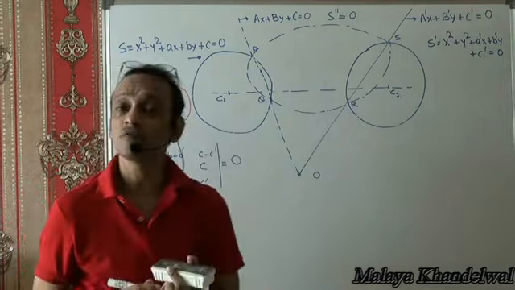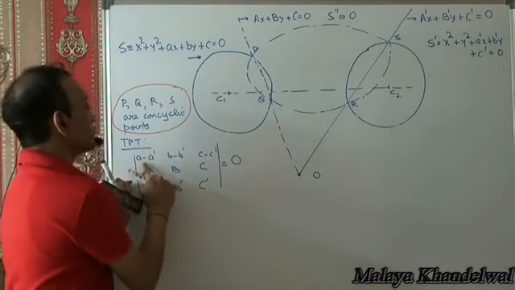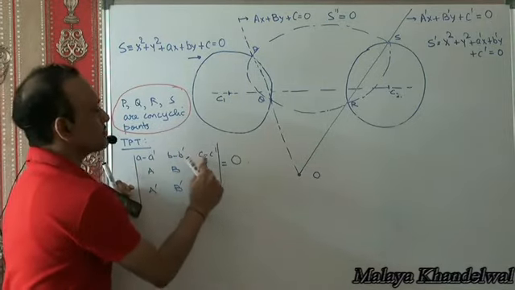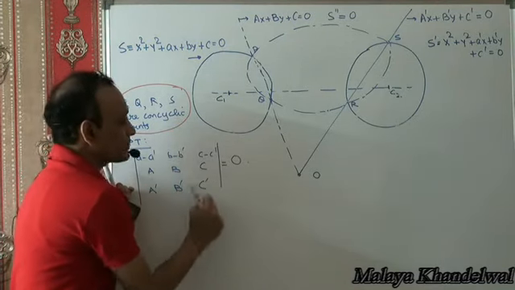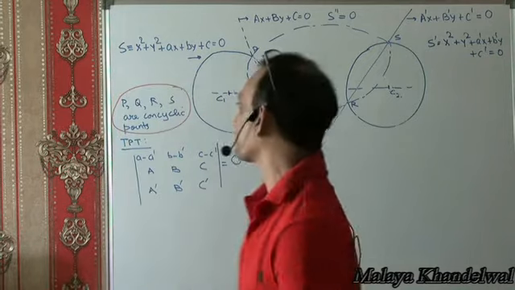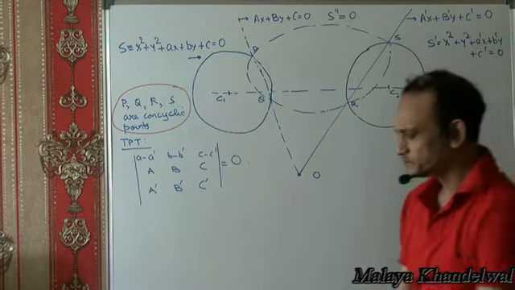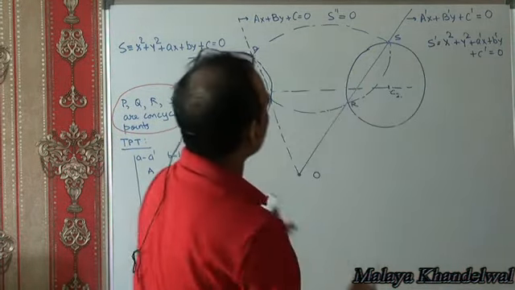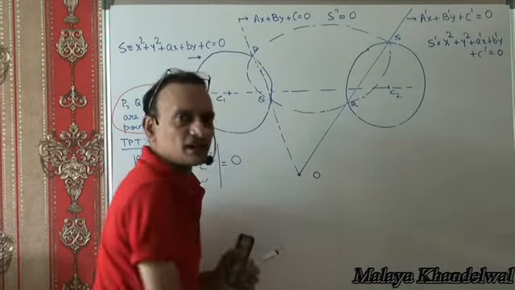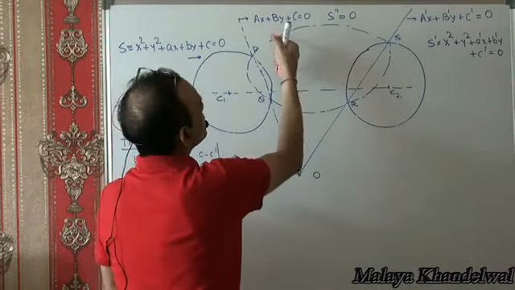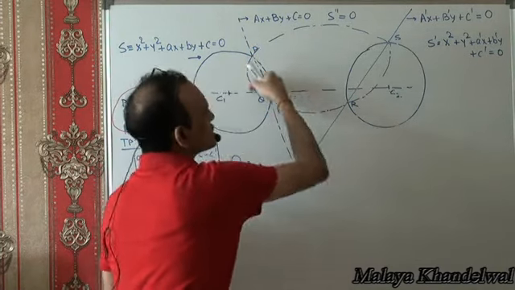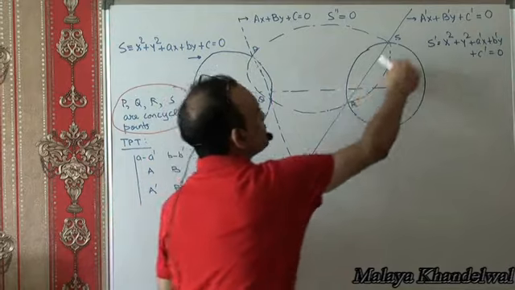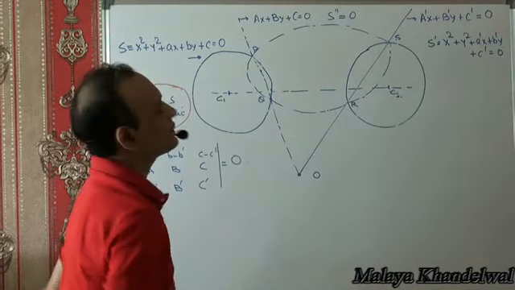We want to be able to show that this determinant, A minus A prime, B minus B prime, C minus C prime, capital A, capital B, capital C, and capital A prime, capital B prime, capital C prime, must be 0. Alright. So if PQRS are concyclic points, we can easily imagine a circle that passes through PQRS. This dotted circle is the circle that passes through P, Q, R and S, right?